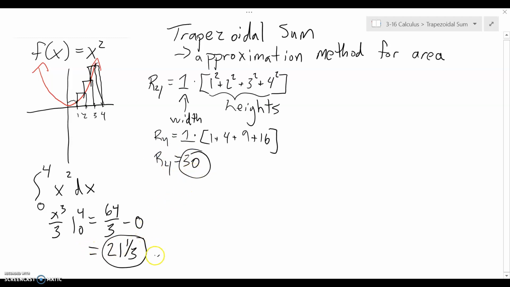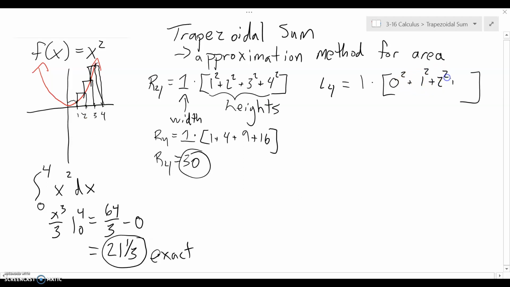So we know the exact amount down here. And R4, which again we did really early on in the year, is an overestimate. We could also do L4, in which case you'd still have a width of 1 and you'd still have 4 heights, but these heights get determined by the left edge of the interval. So instead of 1, 2, 3, and 4, which are the right edges of the interval, when we go from 0 to 1, our left edge is going to be 0, and the left edge of the second gap from 1 to 2 would be 1, and the left edge on the third gap would be 2, and the final gap would be 3. And so those, when we draw those in, are going to be underestimates because they're going to sit underneath the curve.